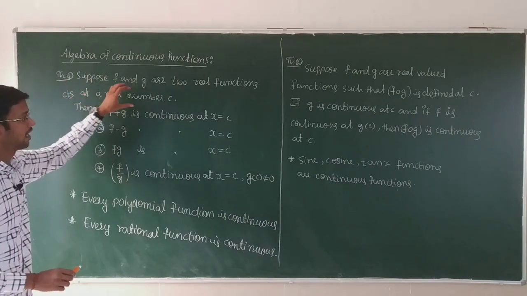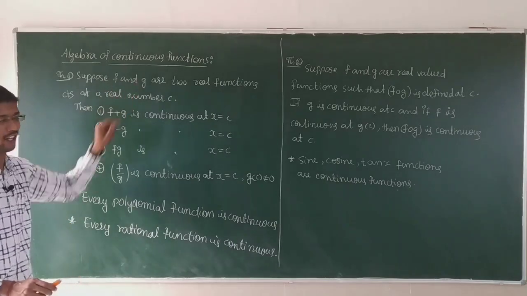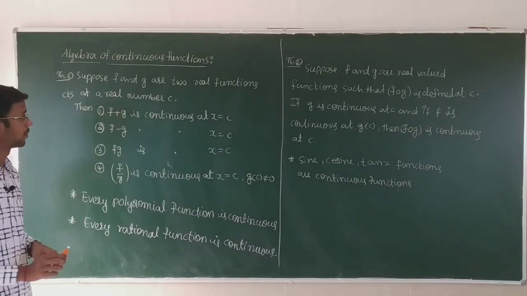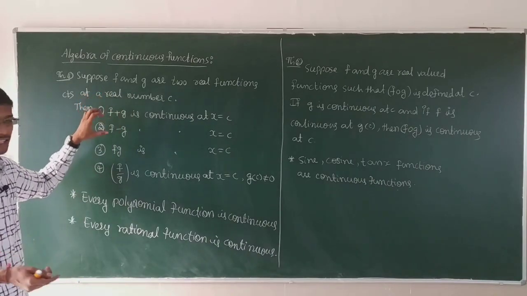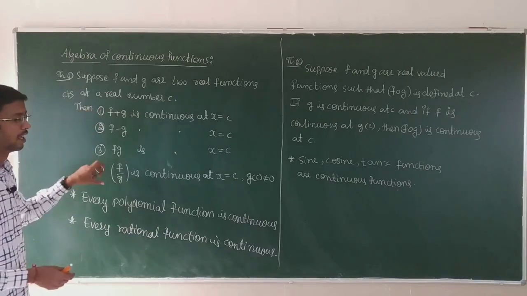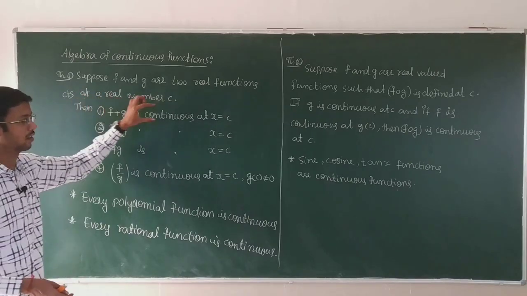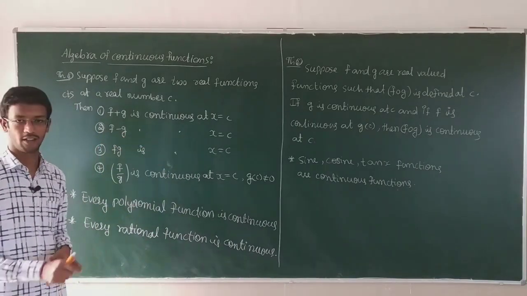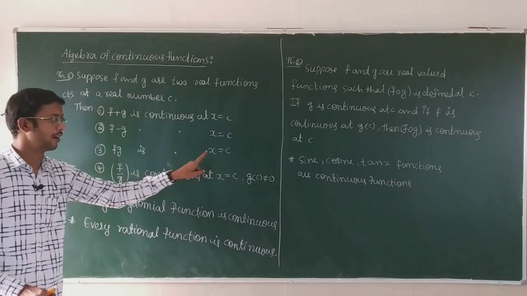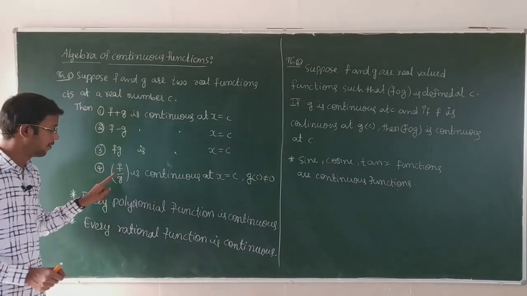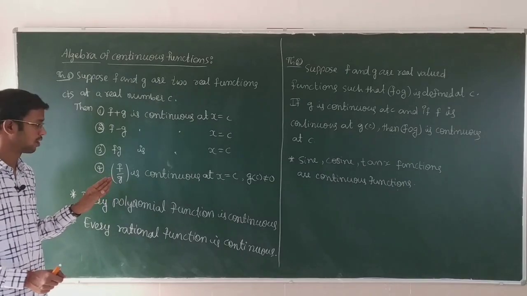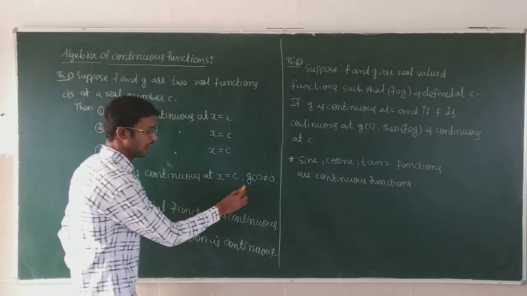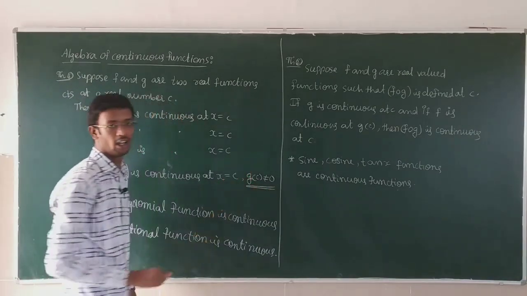Continuous at a real number 2. f and g are two real functions, continuous at a real number c. So algebra is nothing but addition, subtraction, multiplication, division. f plus g is continuous at x equal to c, f minus g is continuous at x equal to c, the product is also continuous at x equal to c, and f by g, the quotient rule, f by g is continuous at x equal to c, but g of c must not be equal to 0.